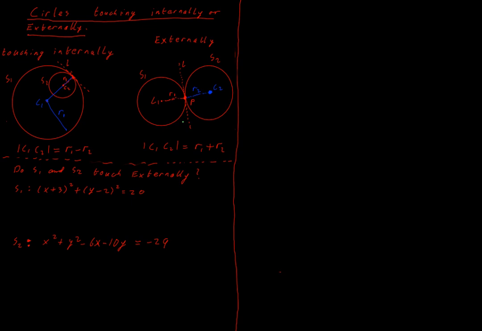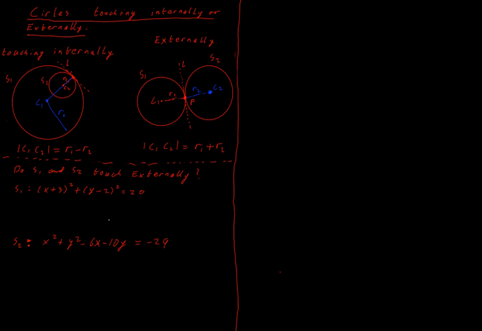So those are our general discussion points. What we're going to do in practice is find the center of both circles, the radius of both circles, and show that the distance between the centers is either the difference of the radii or the sum of the radii. And if it's neither, it means that they don't touch internally or externally. They aren't tangent to each other. They aren't just touching each other. So let's put this into practice.